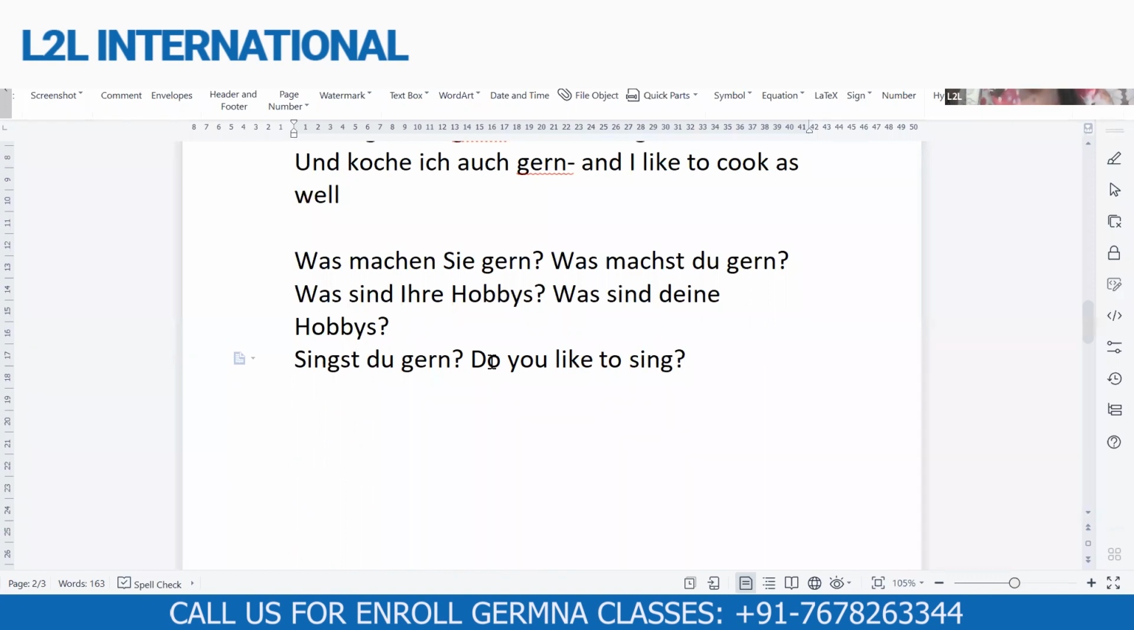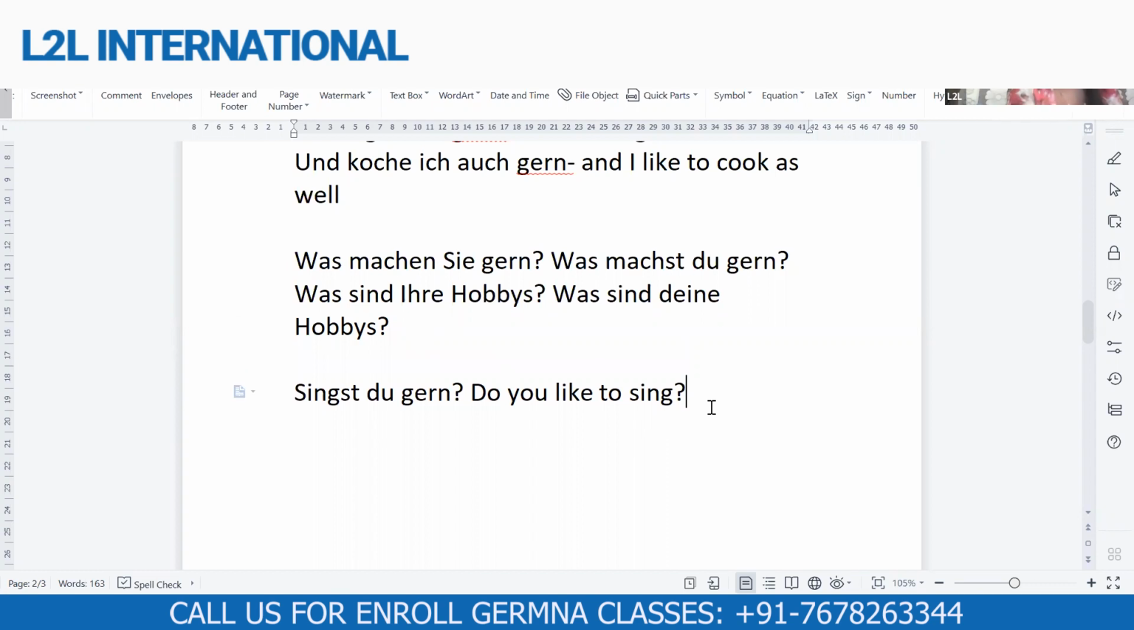Singst du gern? This question can be answered with yes or no. If Ashwin would say, yeah, I like to sing, then he would say, ja, ich singe gern. If Ashwin's answer is no, then he would say, nein, ich singe nicht so gern. Ja, ich singe gern. Nein, ich singe nicht so gern. So, singst du gern? Do you like to sing?